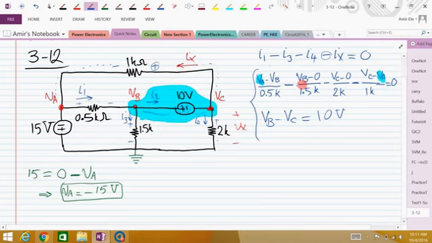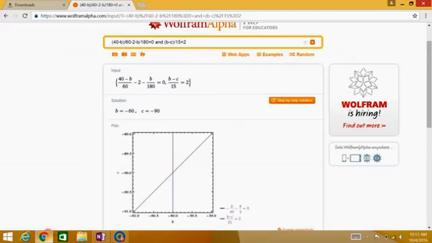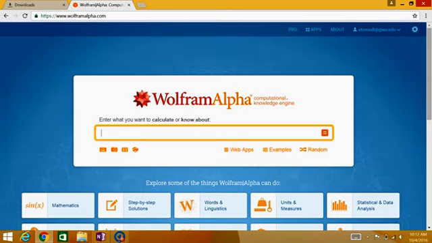Very well, now I have two equations, two unknowns, so I can solve for the unknown node voltages here. I have all these k's in the denominator. If I multiply both sides of the equation by 1000, it cancels out all k's and they don't really matter here. So in order to solve this system of equations, again I use this website, Wolfram Alpha. You can use whatever method you'd like.